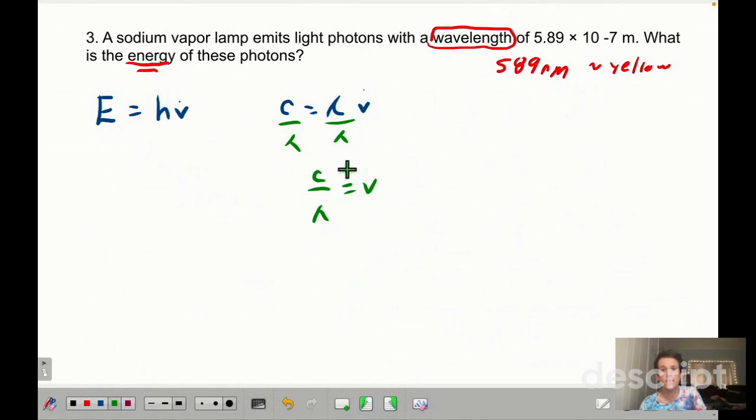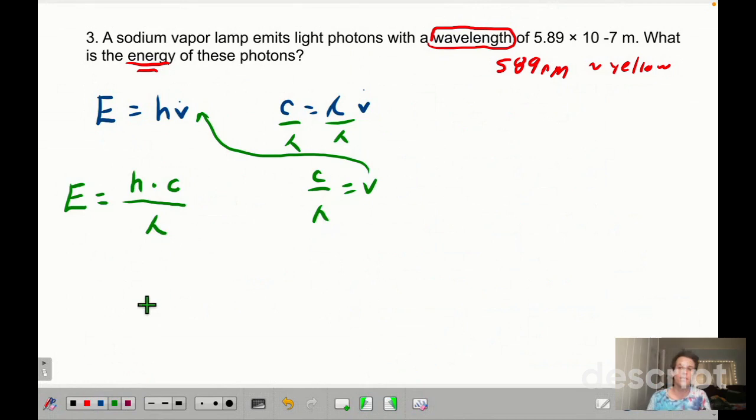So right here with that, I'm going to plug it in here. And now all of a sudden I have a new equation. Energy equals Planck's constant times the speed of light, which is also a constant, all over the wavelength. These two numbers I know, they're given to me.